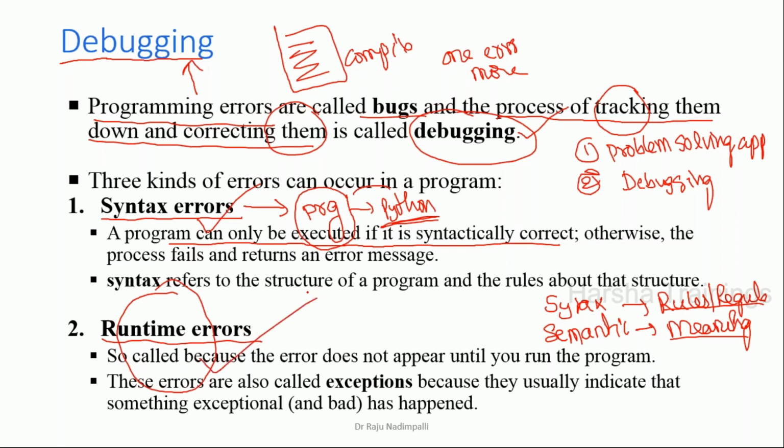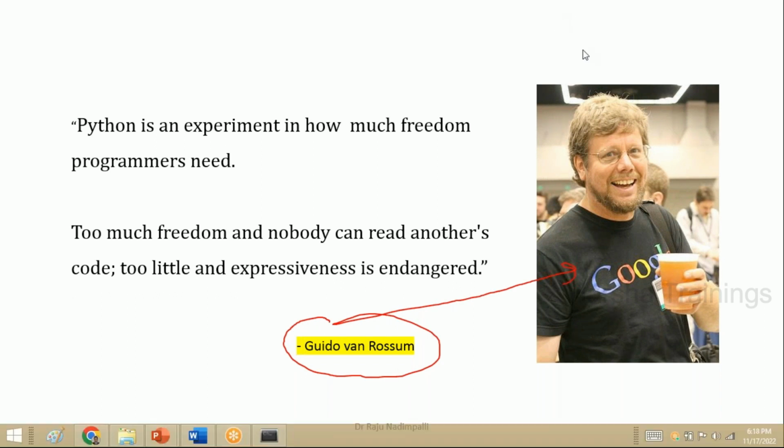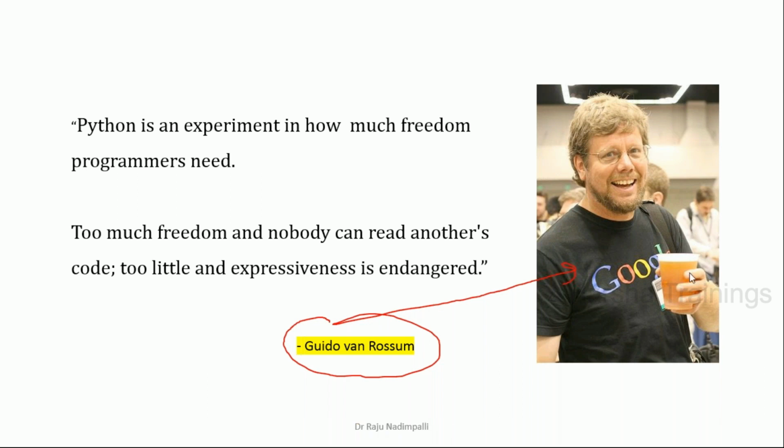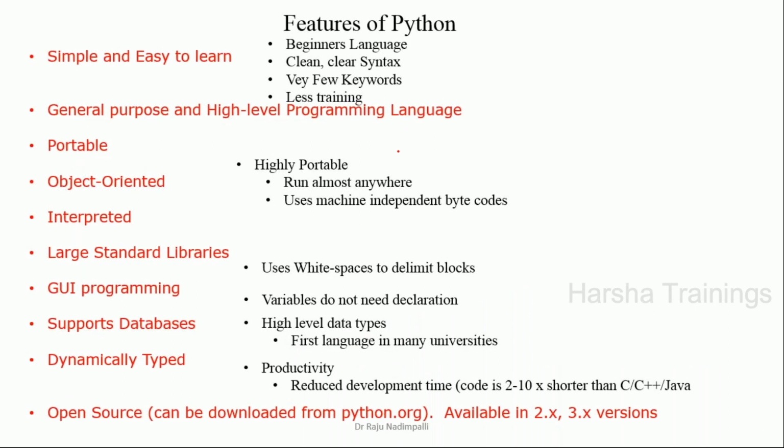Clear? Now, you should be thankful to this person who is called Guido van Rossum, who invented the Python programming language. Everyone should be thankful to him because he is the person who invented the programming language. Now, he is called Guido van Rossum. By taking his blessings, we will start the session.